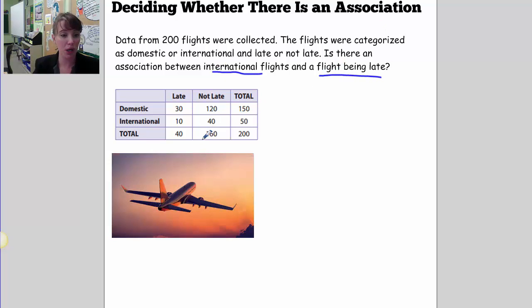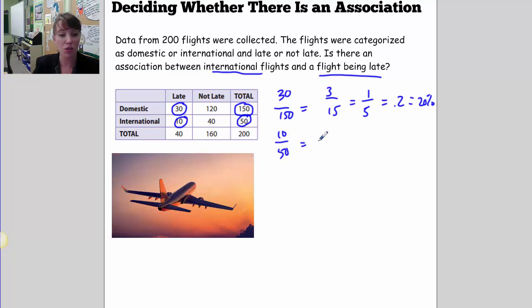So what we're going to again look at is the conditional frequency. So out of all the domestic flights here, which is 150, how many of them were late? So we need 30 out of 150, and that's going to be equal to 3 out of 15, which is 1 over 5, which is 0.2 or 20%. Okay. Out of all the international flights, 10 of them were late. So that was 10 out of 50, which again is 1/5, 0.2 or 20%.